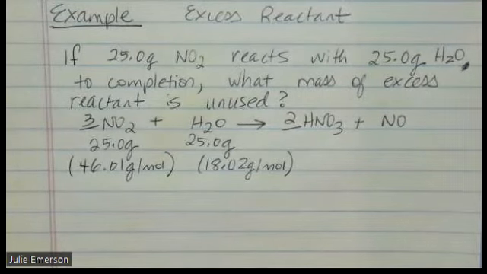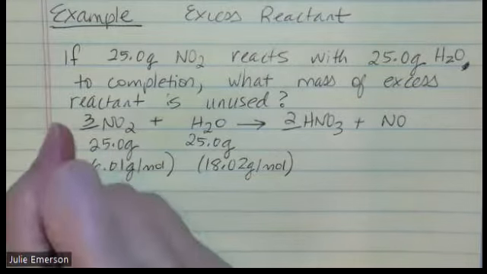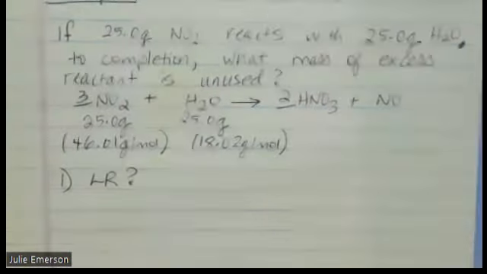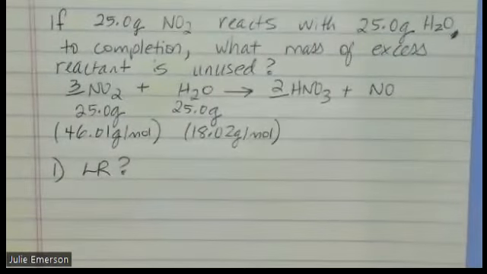So the first thing I'm going to do for this is figure out which one is my limiting reactant. And this is going to be a little bit different than what we've done before. Normally, we figure out the limiting reactant by getting 2 answers and then circling the smaller, right? That's what we've looked at so far.